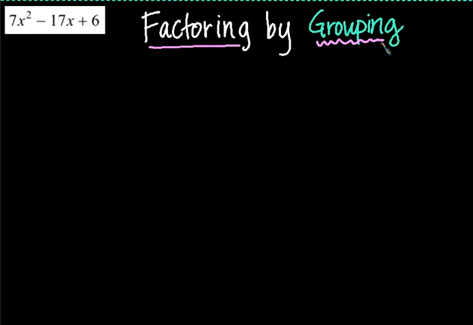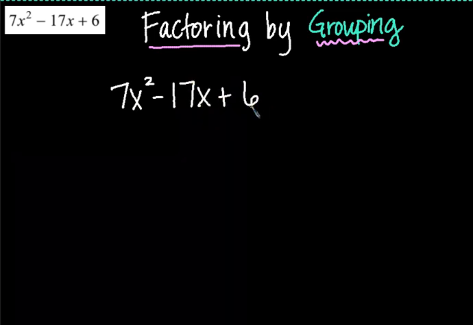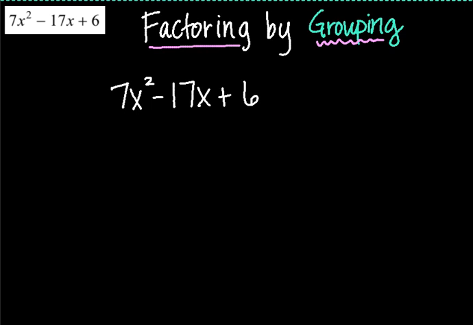So the first thing that we want to do is take a look at a quadratic. We're going to use 7x squared minus 17x plus 6 as our quadratic. So we need to identify what our A, B, and C values are, because the first thing that we're going to do is find the factors of AC that add up to B.